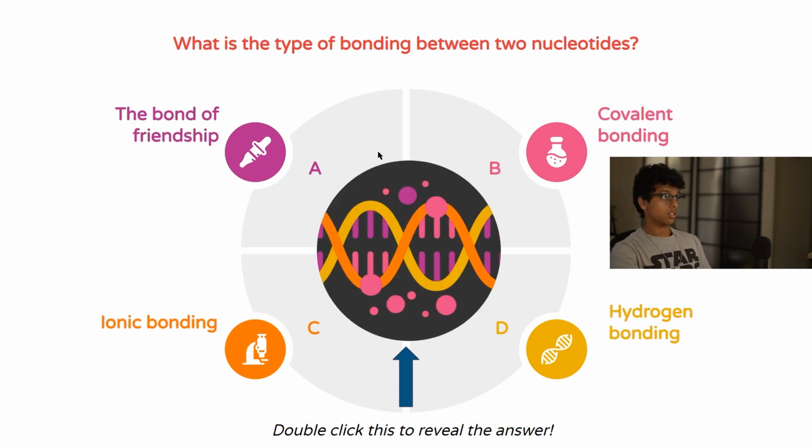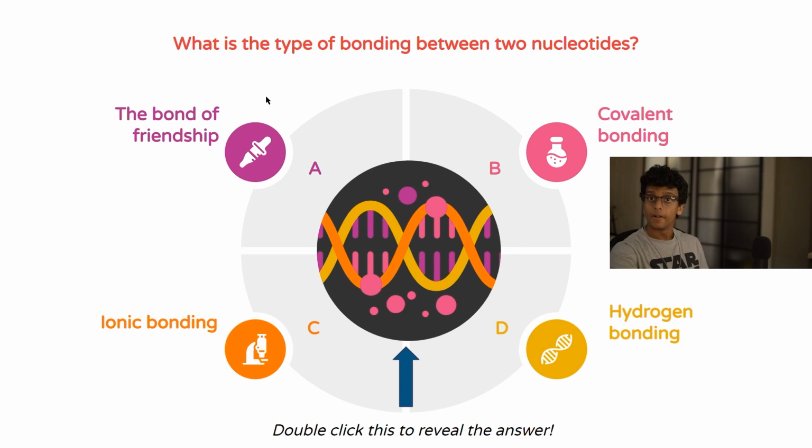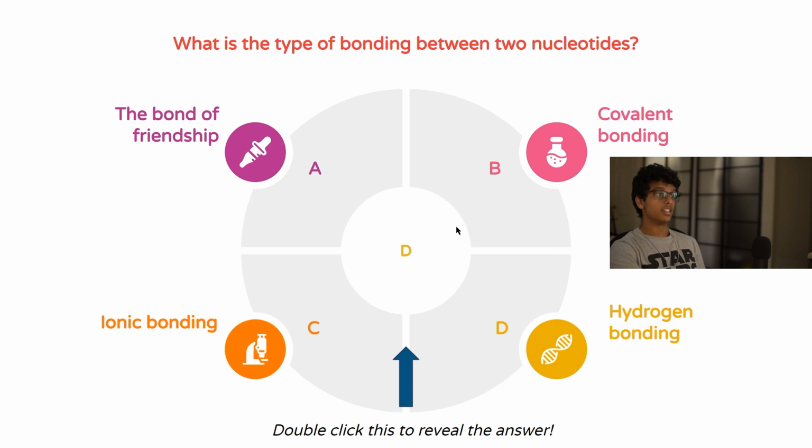Alright, next question. What is the type of bonding between two nucleotides? Time starts now. Alright, hopefully you have your answer locked in between A, B, C, or D. Answer is not A, sadly. D, hydrogen bonding.